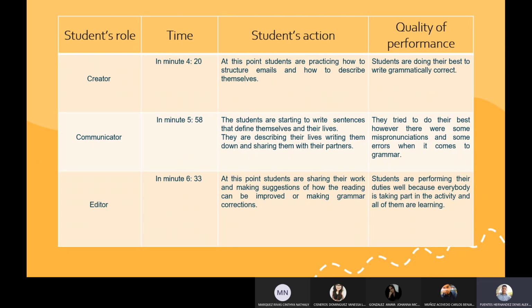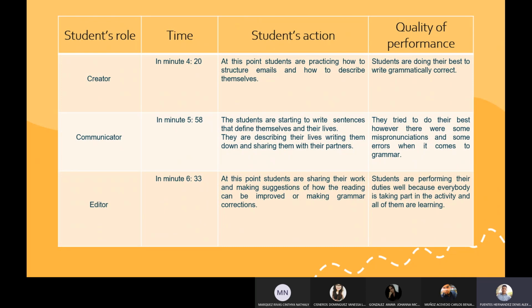Also, at minute number 5:58, the students are playing the role of communicator. Why? Because the students are learning to write sentences that define themselves and their life. They are writing their personal information and describing themselves, writing it down and sharing it with their partners. How did they perform? They tried to do their best. However, there were some mispronunciations and some errors when it comes to grammar.